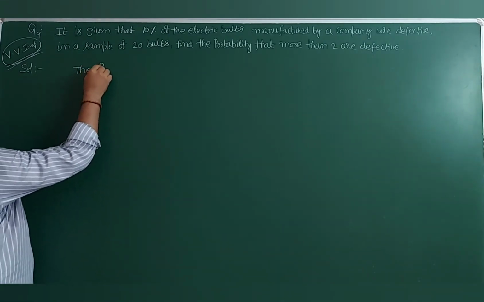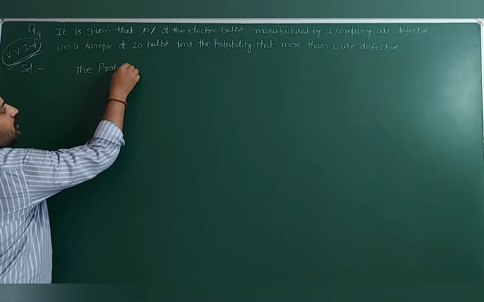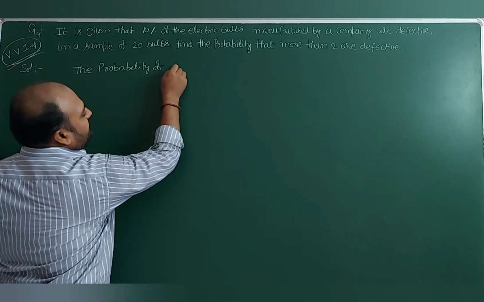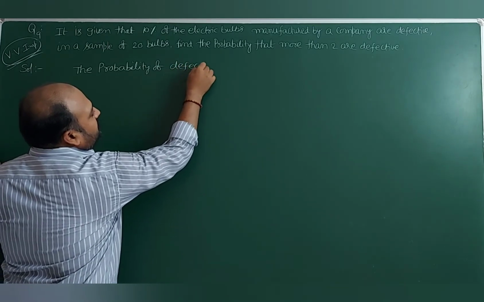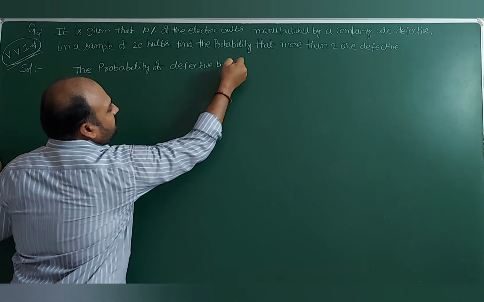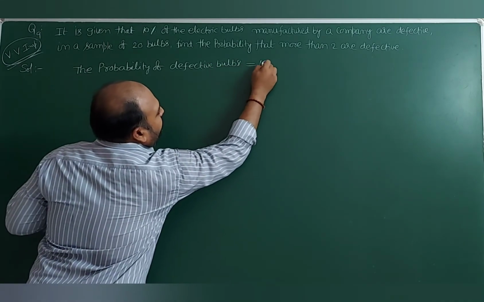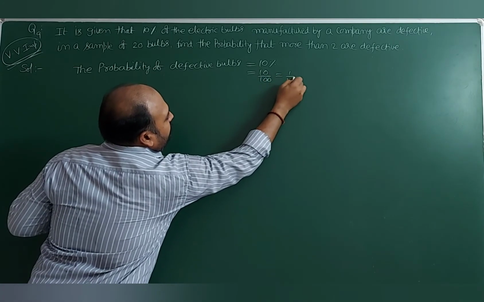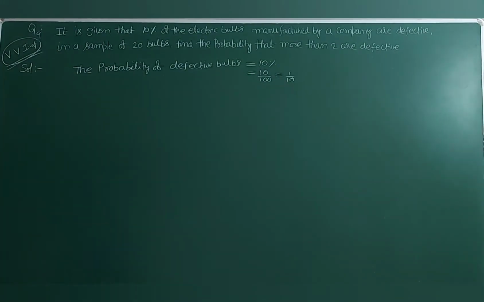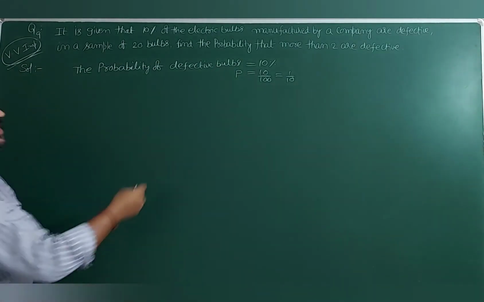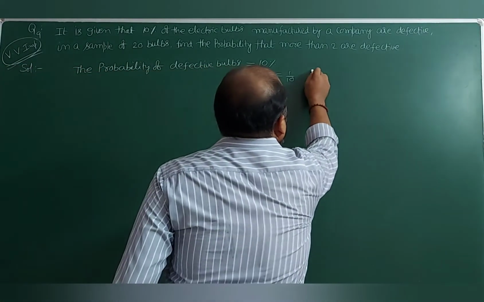The probability of defective bulbs is equal to 10%. That means 10 by 100, which is equal to 1 by 10. So that is equal to P we are taking. So P is equal to 1 by 10.